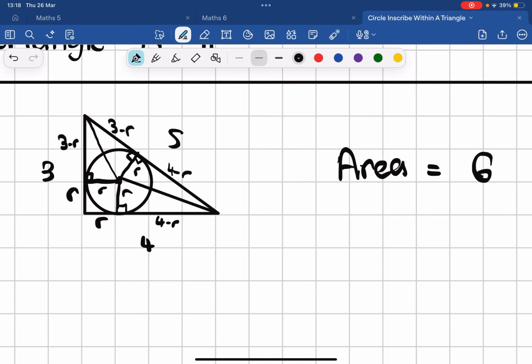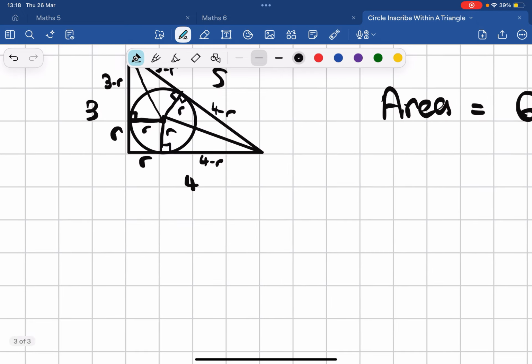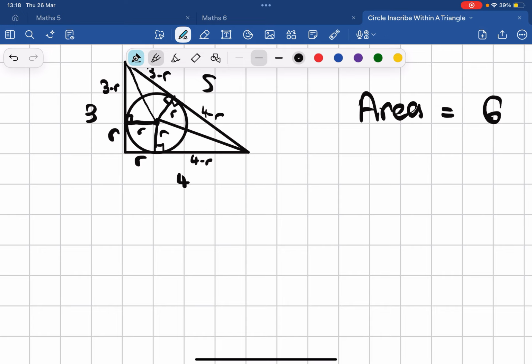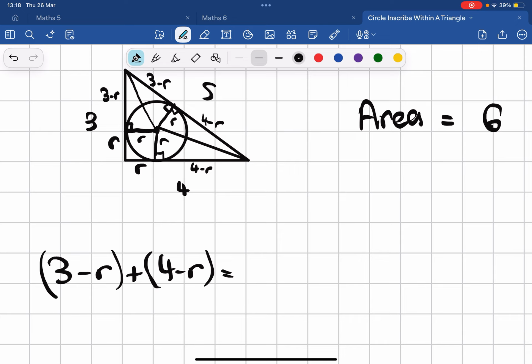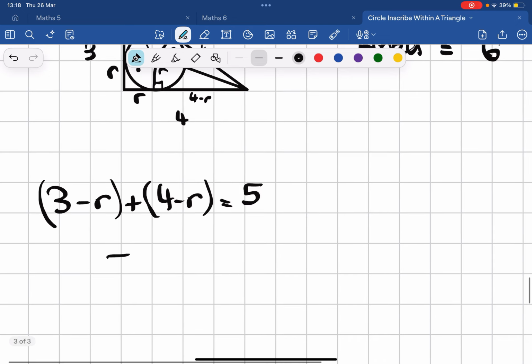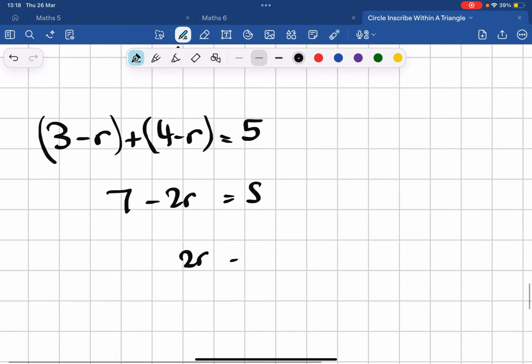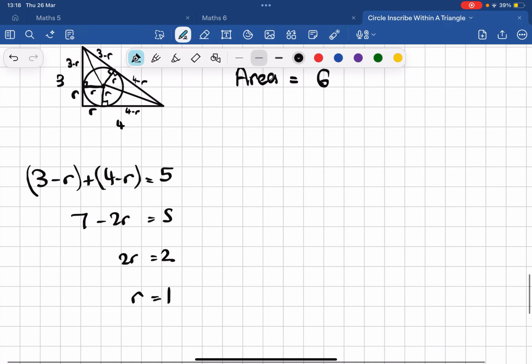Now, there are 2 ways of going about this. We can say that 3 minus r plus 4 minus r equals 5. That means 7 minus 2r equals 5. 2r equals 2, meaning r equals 1. That's one way of finding r. And there's a slightly more complicated way.